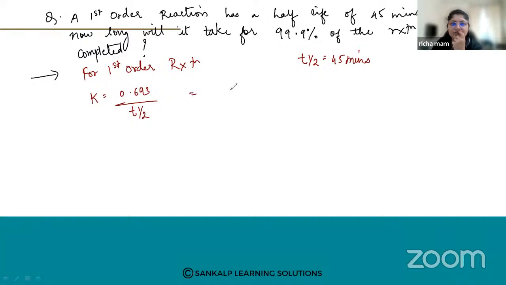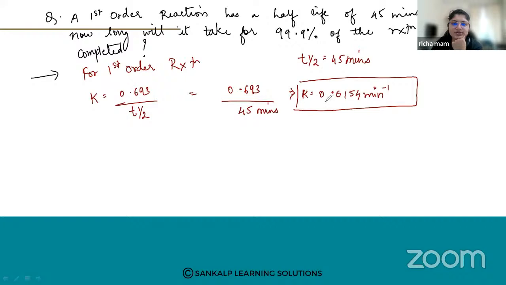Okay, T half is given. So from this, what will we get? 0.693 divided by 45 minutes. Just see how much you are getting. Okay, BBS got it as 0.0154. Okay, correct. So this is minutes, and when it goes in the denominator, it will become per minute. So this is your rate constant. K is equal to 0.0154 per minute.